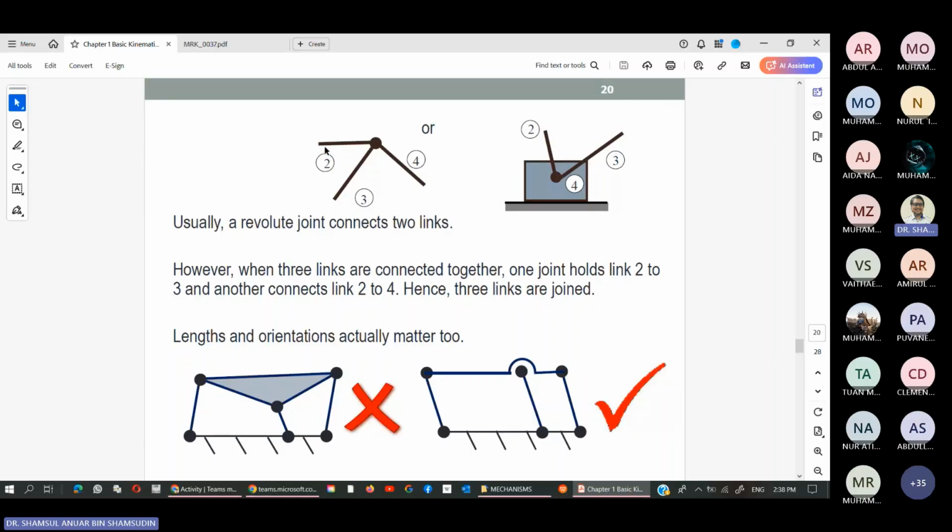So the first joint will be between 2 and 3, and the second joint will be between maybe 2 and 4, or between 3 and 4. Okay, so you don't have to triple count it, or one is between 2 and 3, and then 2 and 4, and then 3 and 4. No, it's not enough to say. So we take the least number of ways to connect them.